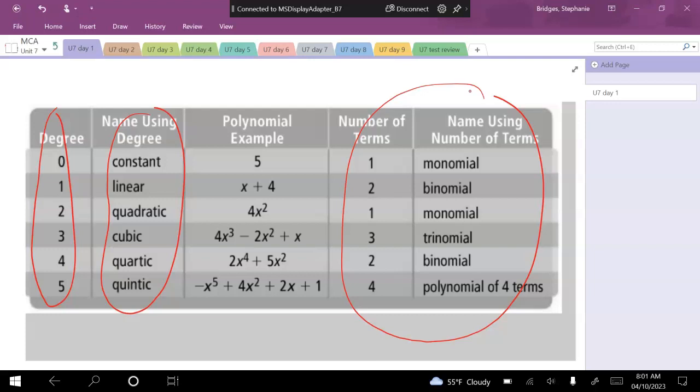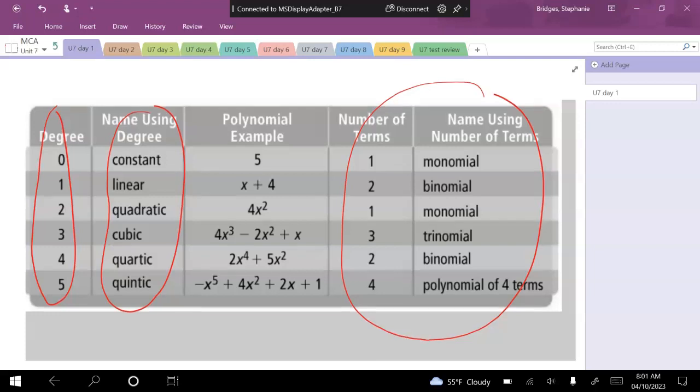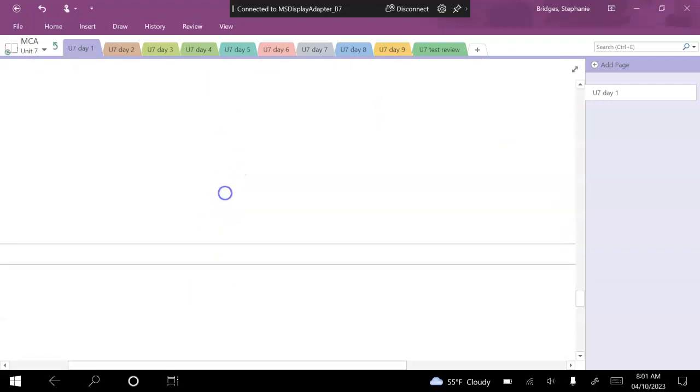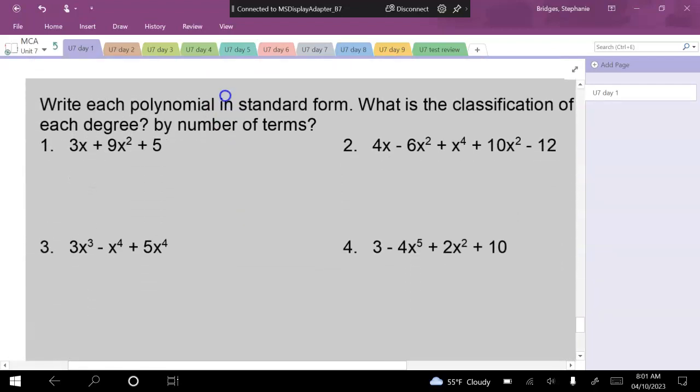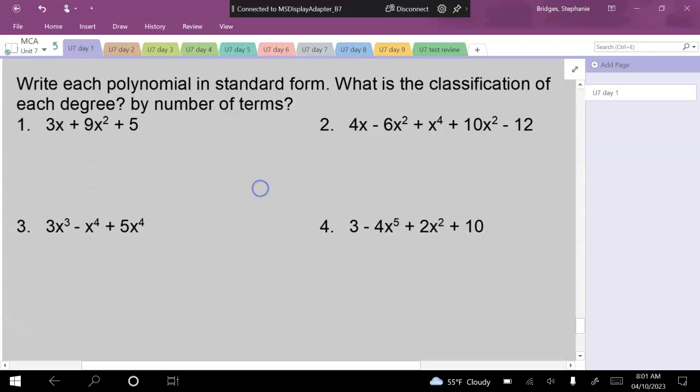Everybody ready? Okay. So again, it says write each polynomial in standard form, starting with your highest degree. If you have any terms to combine, combine them. Descending order, and then I want you to classify it by its degree: constant, linear, quadratic, cubic, quartic, quintic. And then also by its number of terms: monomial, binomial, trinomial, or just a polynomial. So if you will take a minute and try.